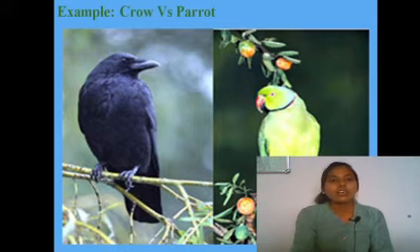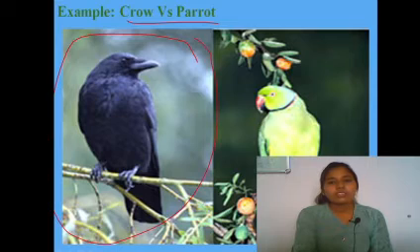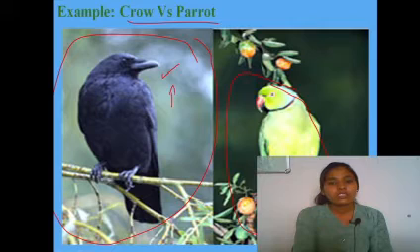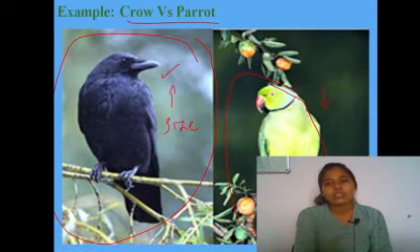In this example, you can see crow versus parrot. So this is a crow and this is a parrot. Now think of this. Which is greater in size? Crow is greater in size. Size wise if you consider, this crow is greater in size and parrot is lesser in size.